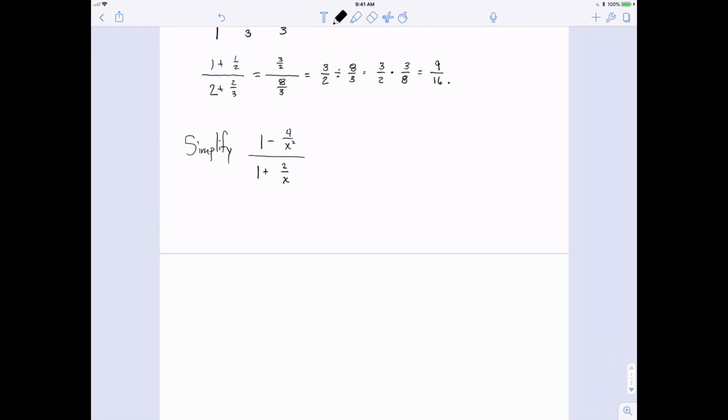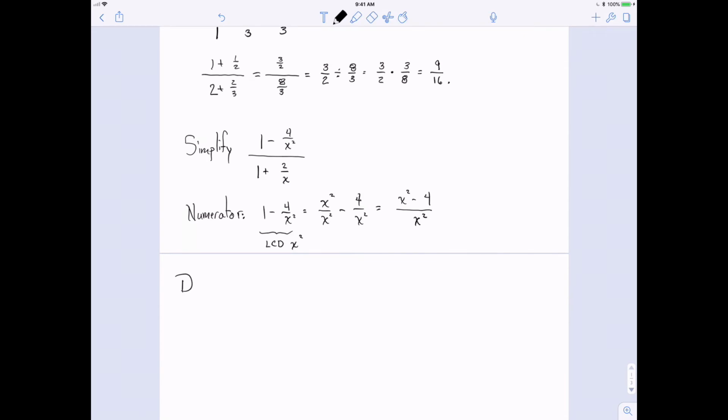So again, we'll start with the numerator. In the numerator, we're going to have 1 minus 4 over x squared. In this problem, the lowest common denominator is going to be x squared. So 1 is the same as x squared over x squared minus 4 over x squared. Well, this just becomes x squared minus 4 over x squared. And that's all we can do.